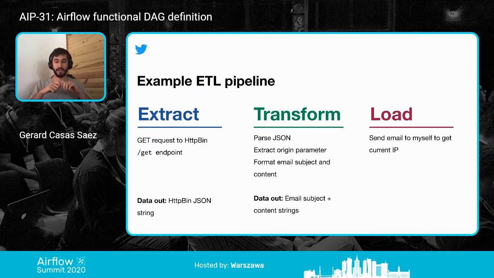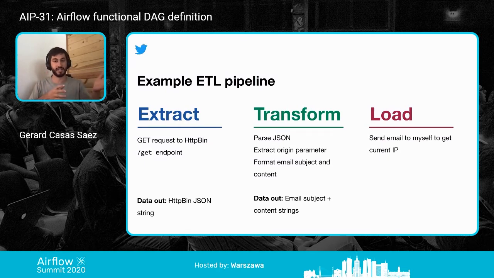Basically, every day I want an email in my inbox that tells me the external IP of the Airflow server. And so this can be decomposed into three tasks.